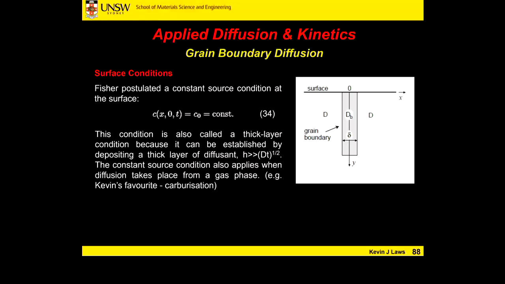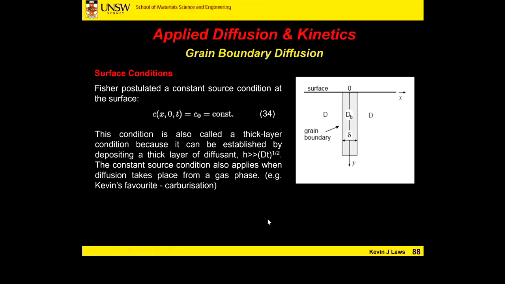Okay, so talking about the surface condition again. We've already talked about a constant supply, right? In Fisher's original model, he postulated that a constant source condition at the surface would apply. So the concentration at x equals 0, over time, is going to be a constant, C naught.